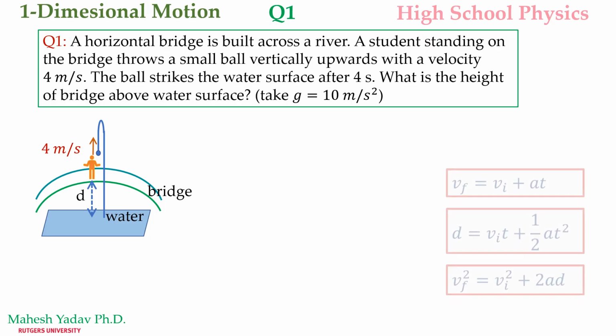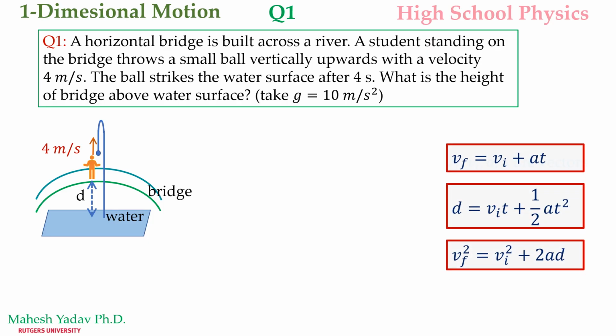We write the three equations of motion. We should realize that time is the only scalar quantity. Final and initial velocity are vectors. Acceleration is a vector, and the height, the displacement, is also a vector. This is a one-dimension problem, and by vector means we will consider up as positive and down to be negative.